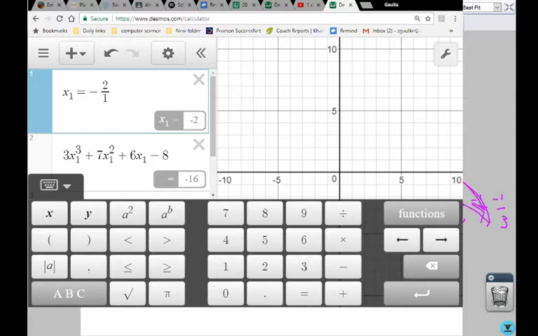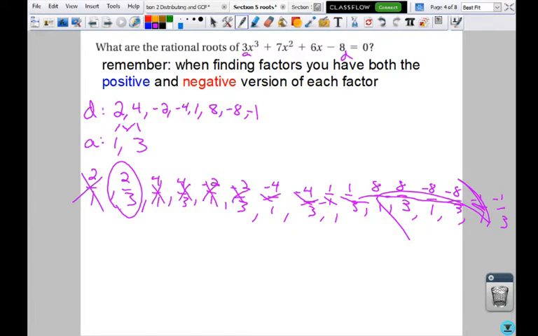Yeah, there you go. There we go. You missed negative 1 over 3. That's fine.